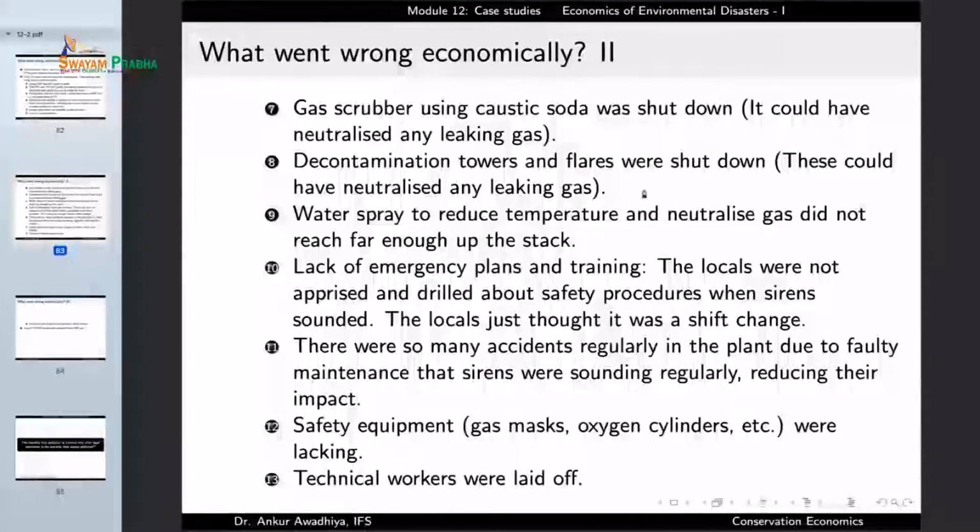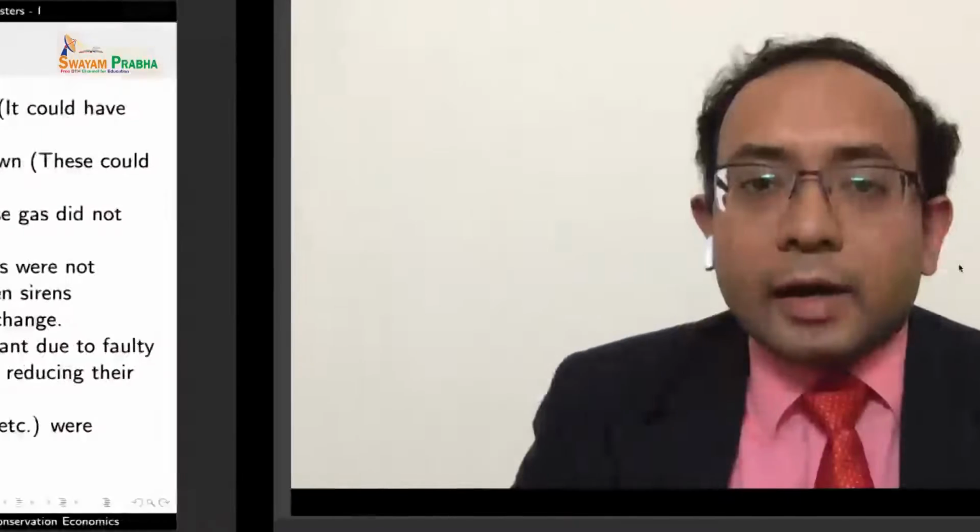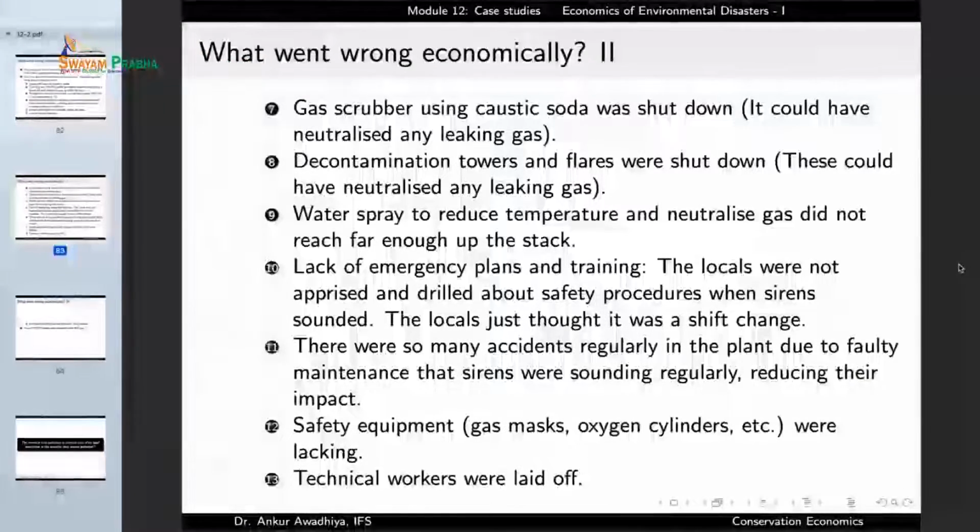Now, these flares are something where there is a big tower on top of which a flame is always burning, so that if any amount of gas gets leaked, then that gas will get burned in that flame. But then these flare towers were also down. Why? Because why waste money in lighting up a flare tower? Water spray to reduce the temperature and neutralize the gas did not reach far enough up the stack. So we are observing a large number of deficiencies.